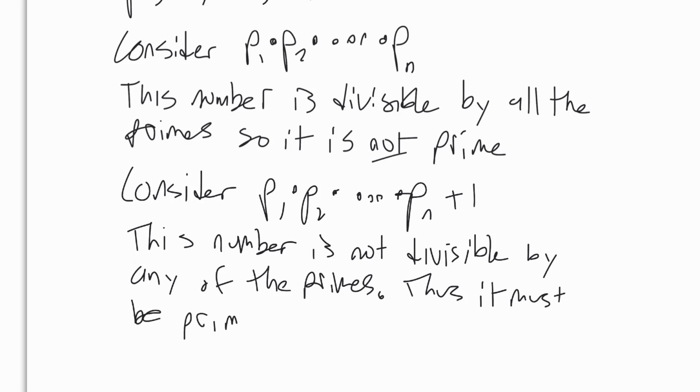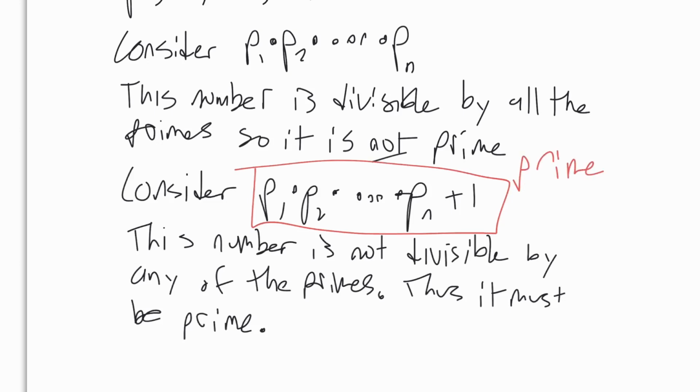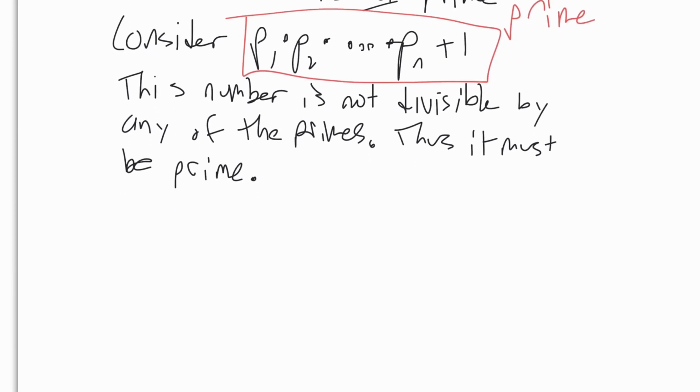A number is prime if the only numbers that divide into it are 1 and itself, and since none of the primes divide in, this new number must be a prime. So this number right here, we have found a prime. Now, here's the catch. This number is very big because it's all of the prime numbers multiplied together, and then we've added 1 to it. So this number is clearly larger than any of the primes in our list.